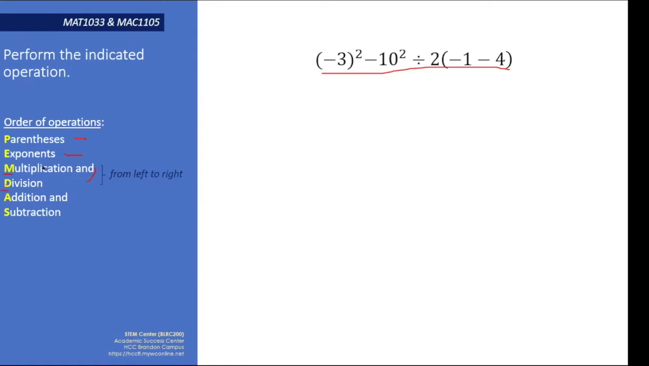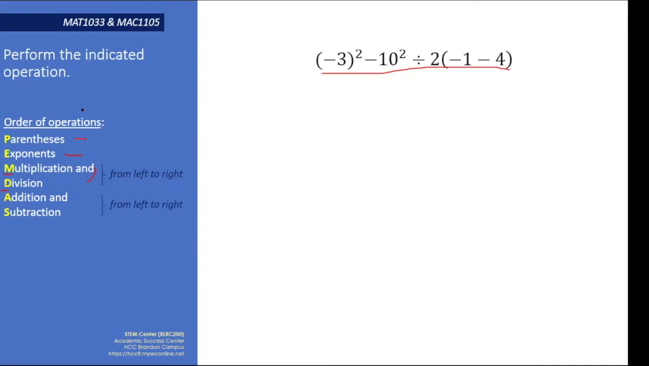So how we determine whether we do multiplying or dividing first is we read the expression from left to right, and whichever comes first is what we do. Same thing applies for addition and subtraction. So once we've completed all multiplying and dividing, then we go to addition or subtraction, and we follow those same rules.